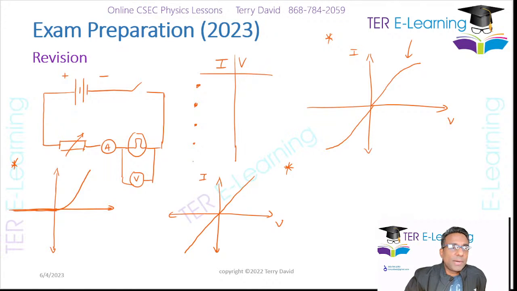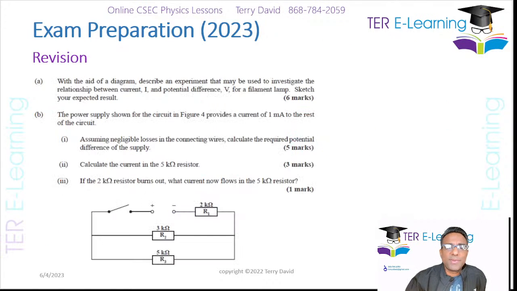All right, now let me see what else they want here. I think we have a calculation. So this is part A for 6 marks, right? So they wanted you to describe the experiment, right? You'd have to draw a circuit diagram and you have to sketch a graph. Part B now. The power supply for a circuit in figure 4 provides a current of 1 milliamp to the rest of the circuit. Assuming negligible losses in the connecting wires, calculate the potential difference of the supply.